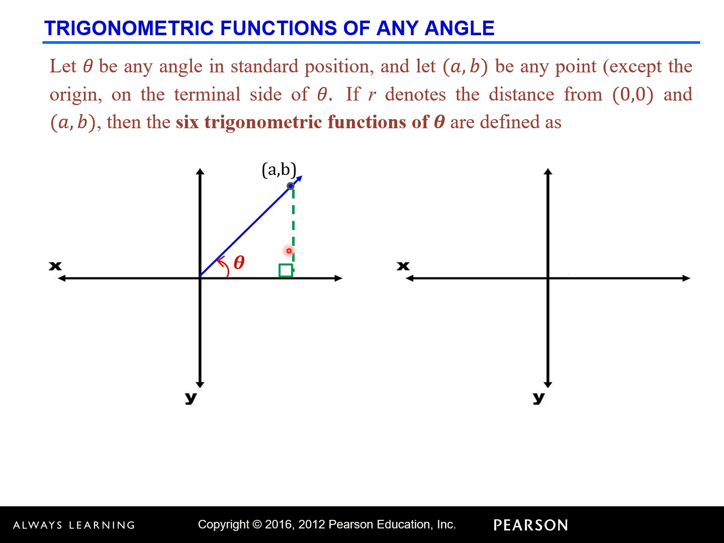The opposite of this theta is the vertical distance, which is y, and the adjacent to theta is the horizontal distance, which is x, and the distance from the origin to this point is the hypotenuse, which is represented as r. So this is the right triangle when the angle is acute.